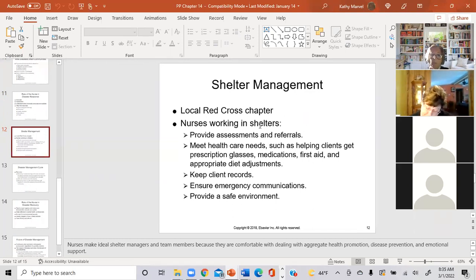Okay, what's important to know if we're working in shelters? Well, we might be providing assessments and referrals. We're meeting the basic health care needs of clients, getting prescriptions, first aid, dietary adjustments, keeping records, ensuring emergency communications, providing a safe environment.